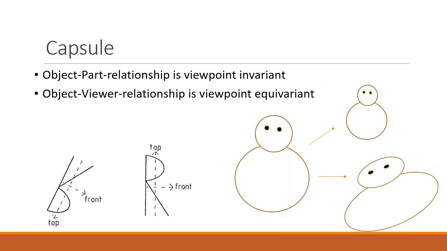Before explaining capsules, let me introduce two important concepts. The first is viewpoint invariance, which means that when we observe an object, a certain characteristic of the object does not change with the change of viewpoint. The relationship between object and its part is constant, while the relationship between object and observer is equivariant. For example, the snowman will become smaller when we are away from it, but the ratio of the volume of the two spheres above and below the snowman is constant.